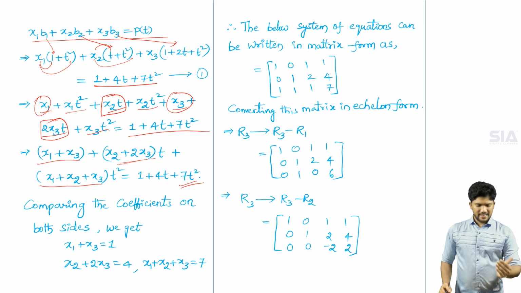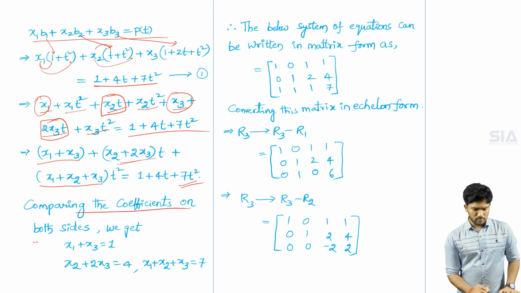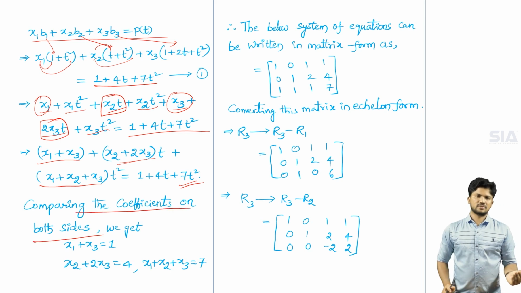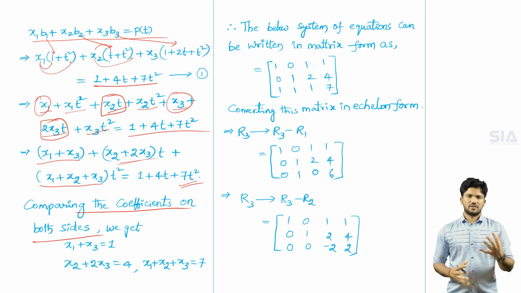Now, since we have an equality symbol between LHS and RHS, we can compare the corresponding elements, that is, compare the coefficients on both sides. Why? Because in the LHS we have a quadratic representation, and in the RHS we also have a quadratic representation, so we can compare the coefficients.